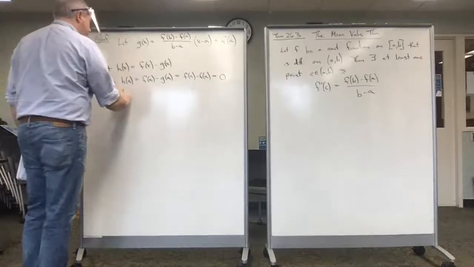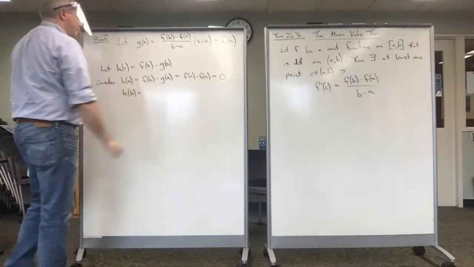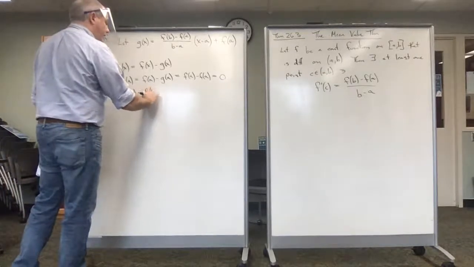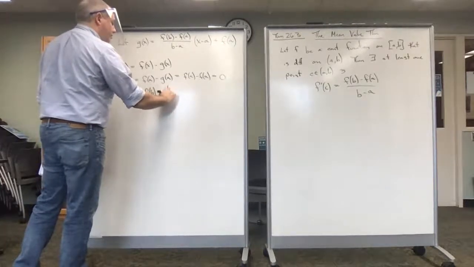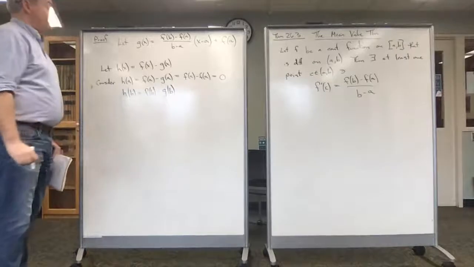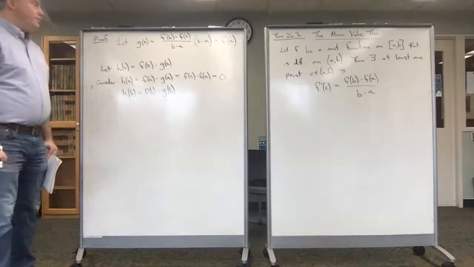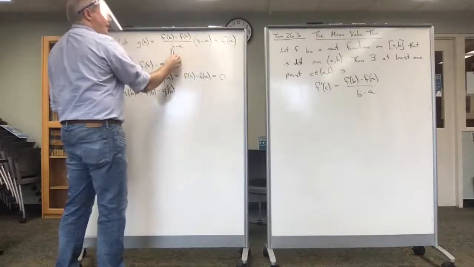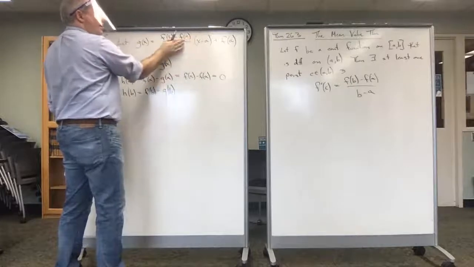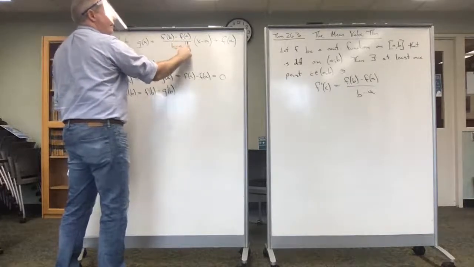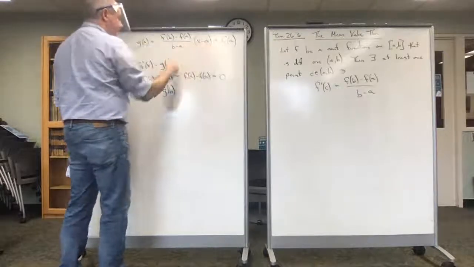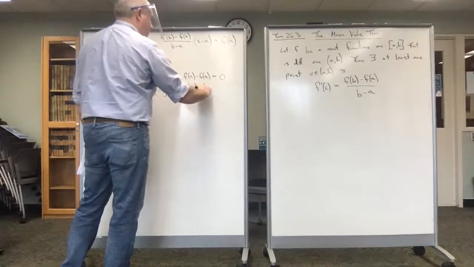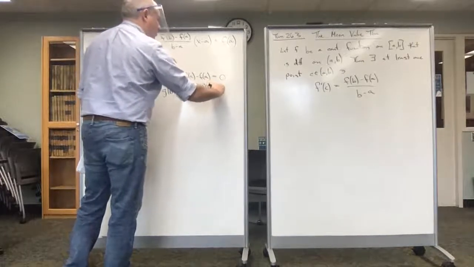Let's look at h of b. h of b is f of b minus g of b. Well, what's g of b? Let's see. If I plug in b here, I get b minus a. That cancels this b minus a, so that's gone and that's gone. So I get f of a plus f of b minus f of a. The f of a's cancel, and I'm just left with f of b minus f of b, which is 0.